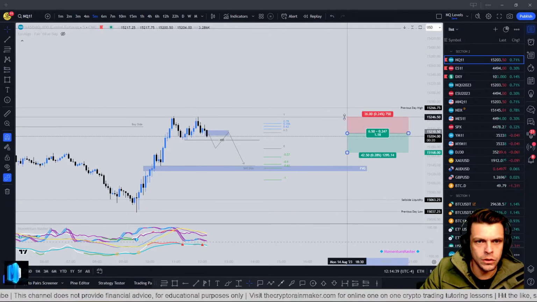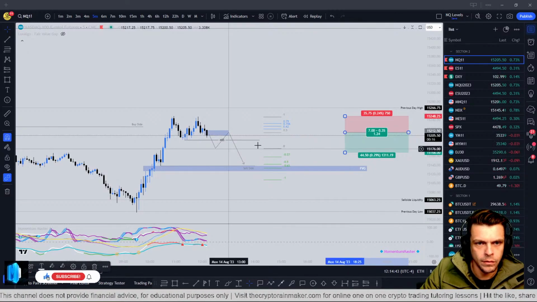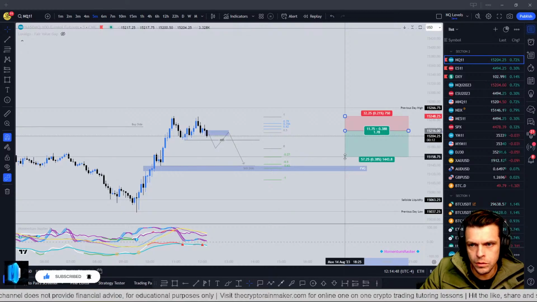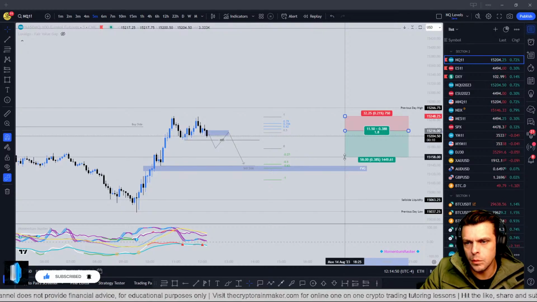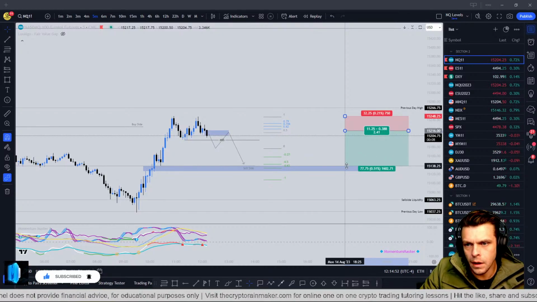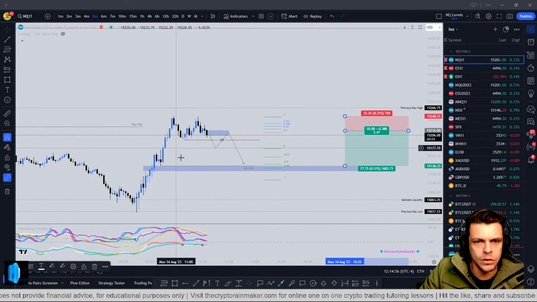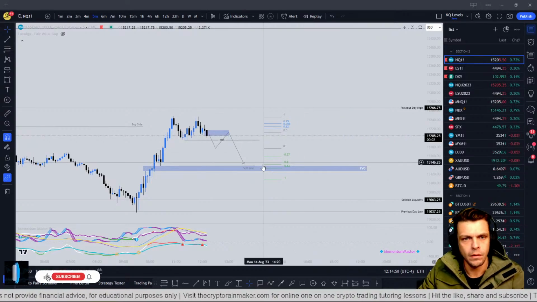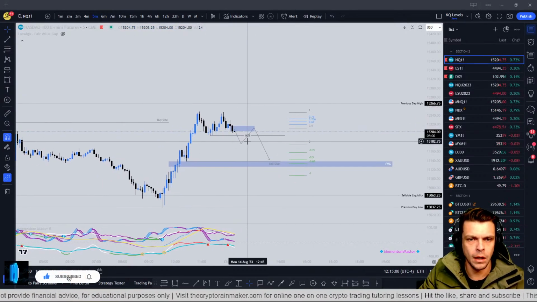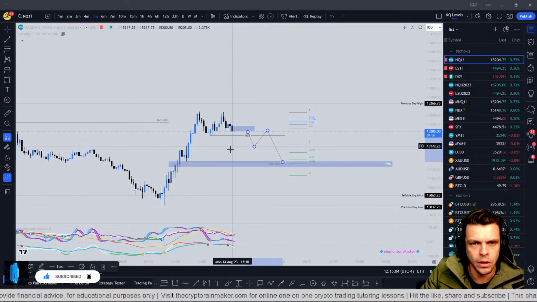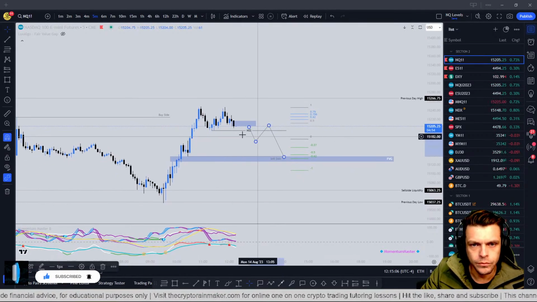So it will likely look something like this. And so we enter at the equilibrium around there. Then that is about 58 points to TP1 and 77 points to TP2 right at the sell side liquidity. So that is what I am looking for, a possible scalp during the lunchtime session.